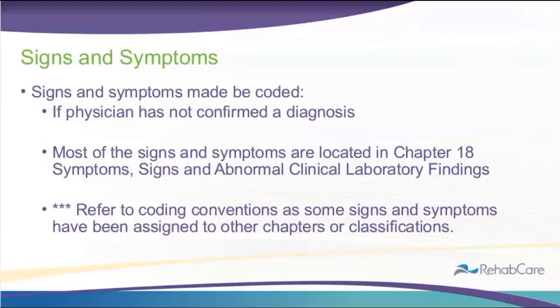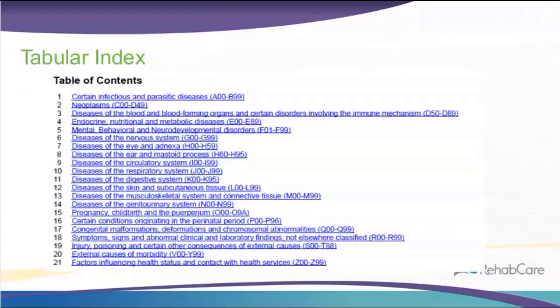I get asked questions about signs and symptoms. Signs and symptoms may be coded if the physician has not confirmed a diagnosis yet. So you only code the signs and symptoms when there's not a definitive diagnosis. Most of those signs and symptoms are located in Chapter 18 of the book, which is Symptoms, Signs, and Abnormal Clinical Laboratory Findings. You have to refer to coding conventions, as some signs and symptoms have been assigned in other chapters or classifications. So it's very complicated with the signs. It's important that you have that book so you can look at what those coding conventions are.